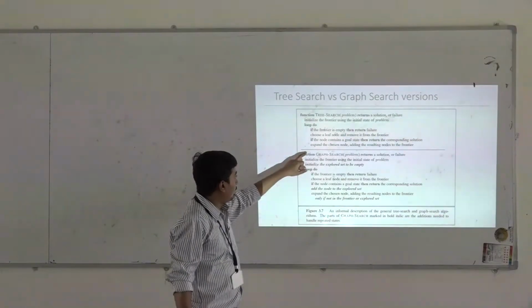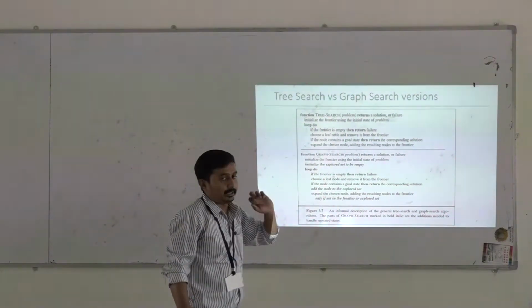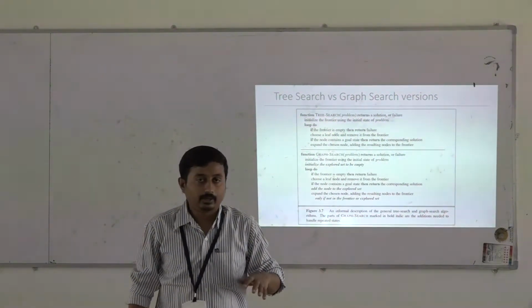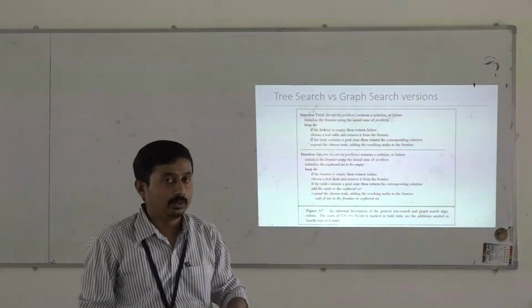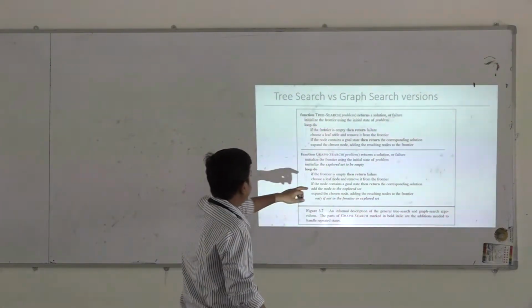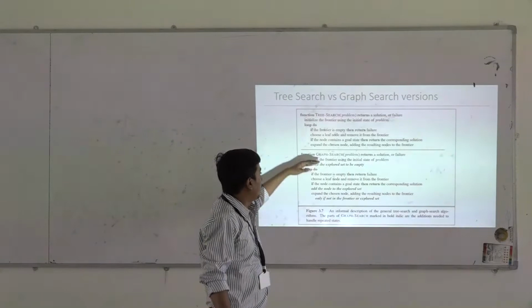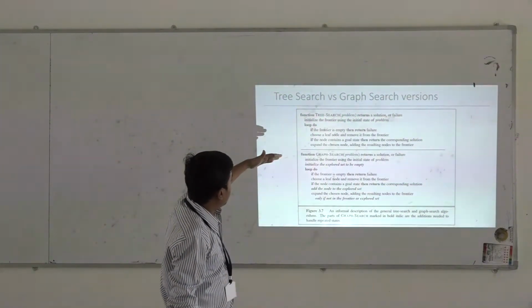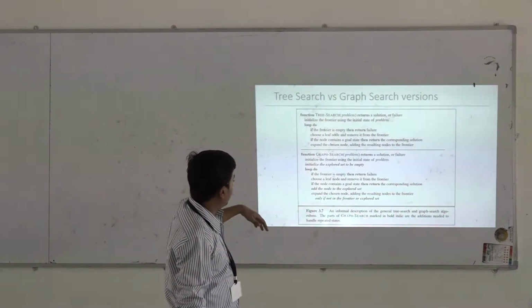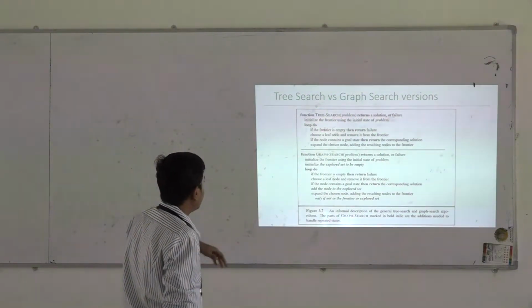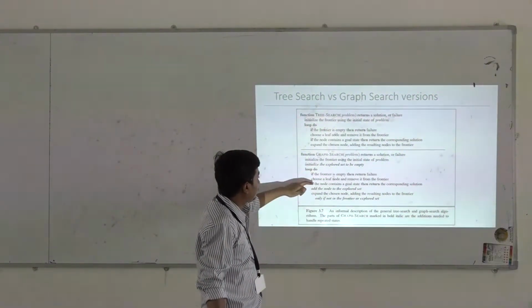In graph search, we are maintaining an explore set. Initially, we have not visited any node, which means the explore set will be empty. The extra parts are highlighted in bold. So this is the extra part.